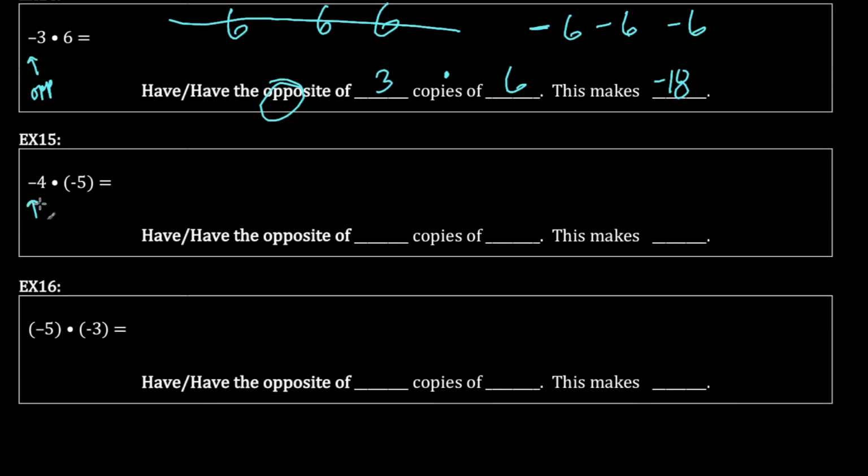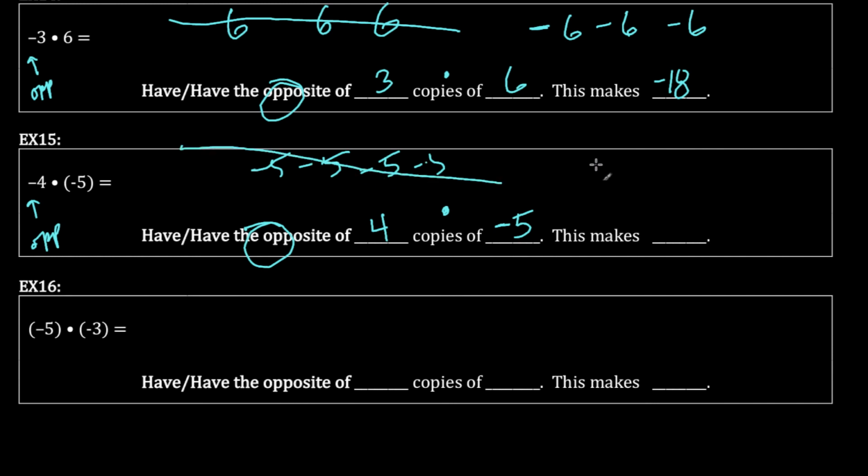In this one, we have the opposite of 4 copies of negative 5. So 4 copies of negative 5 would be negative 5, negative 5, negative 5, negative 5. But we don't have this. We have the opposite, which is 4 copies of positive 5. 1, 2, 3, 4. Positive 20.